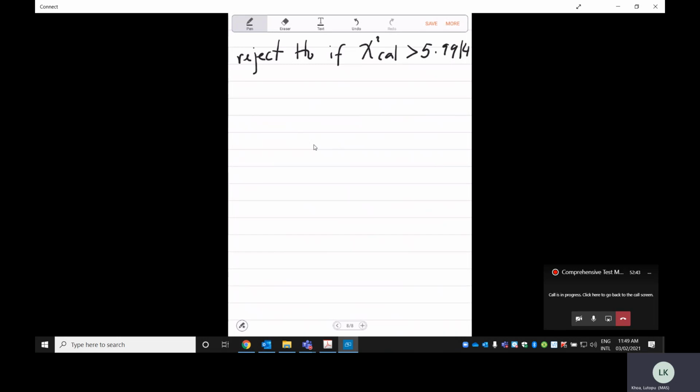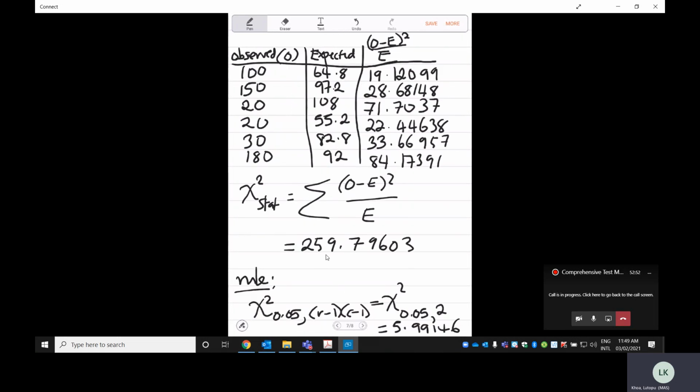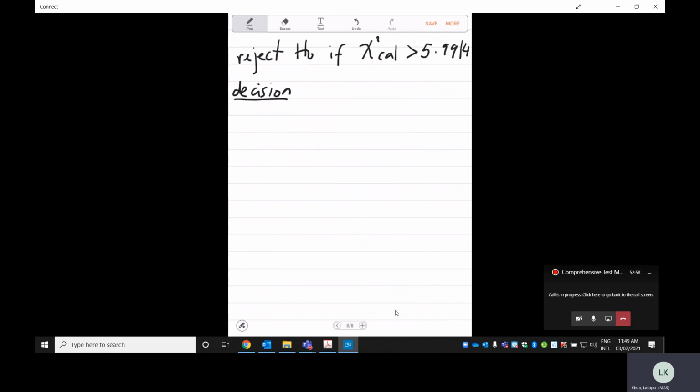Now that we have our decision rule, you make your decision. And the decision here is very simple. Our calculated value was 259, which is obviously greater than 5.99. So we will reject H naught. We say that since our chi-squared statistic, 259.79603, is greater than 5.99146, we reject H naught.